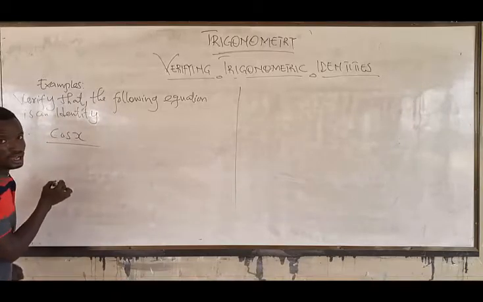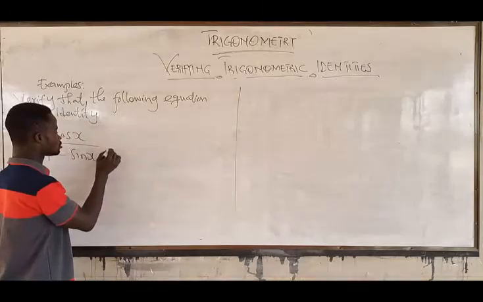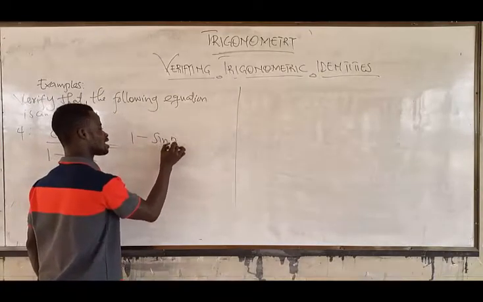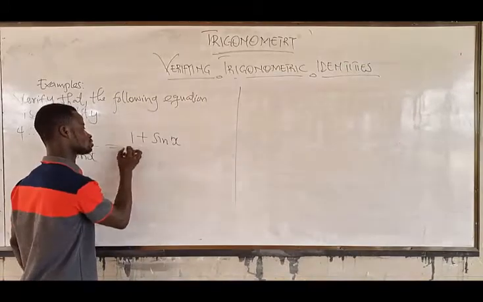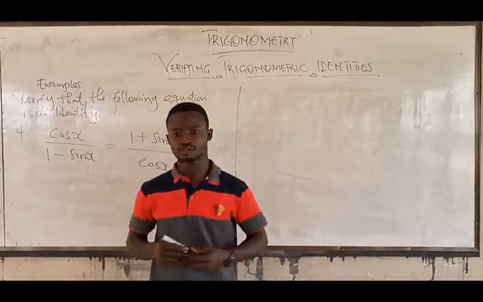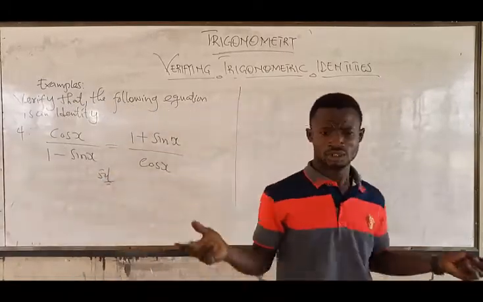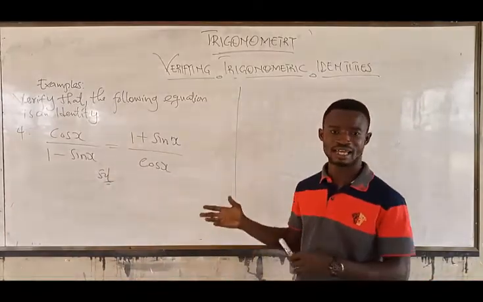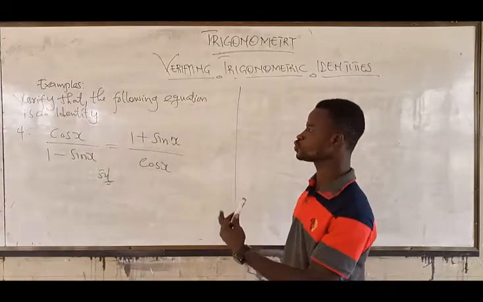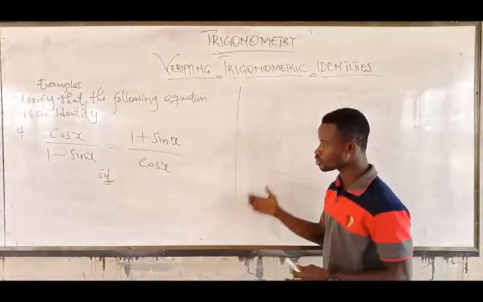cos s over 1 minus sin s is equal to 1 plus sin s over cos s. Very good. Now, it's too much time, let's move on. You can see that with this, you can work on the right side. In fact, somebody can even choose to work from the left side. It will still work.